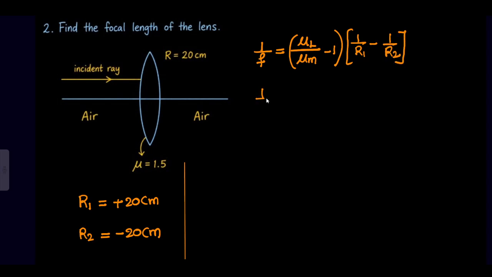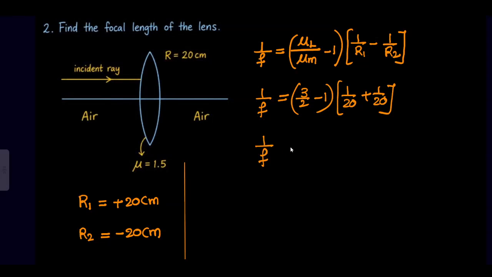20 centimeters. Yes, so which will come to be, here this is 3 by 2 minus 1 into 1 by 20 plus 1 by 20. So we'll come it as 1 by f is equal to 1 by 2 into 2 by 20. So that is f is equal to 20 centimeters.